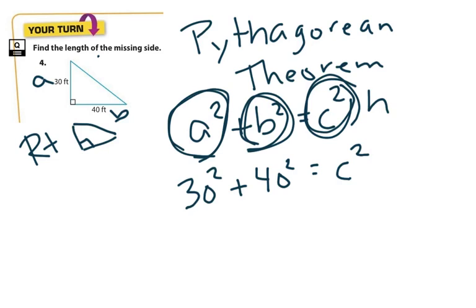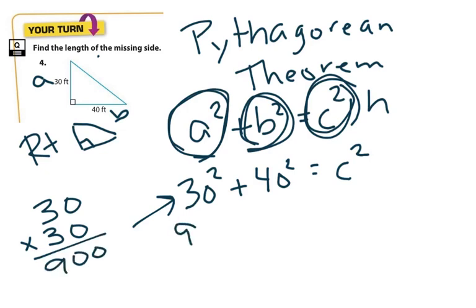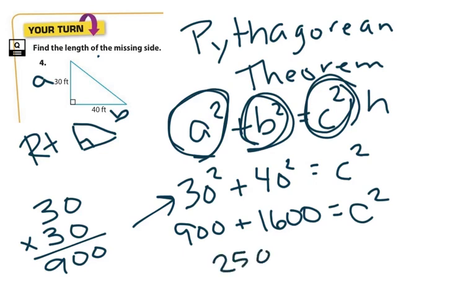And if I do the math behind it, I have to remember that 30 squared is 30 times 30 and not 30 times 2. And that equals, when I work that out, 900. And do the same thing with 40 squared, which is not 40 times 2, it's 40 times 40. That's going to equal 1600. And both of those two together is going to equal c squared. So when I add both of these together, I end up with 2500 equals c squared.